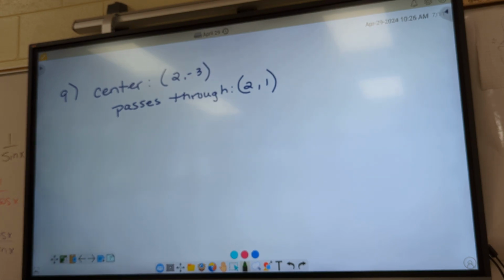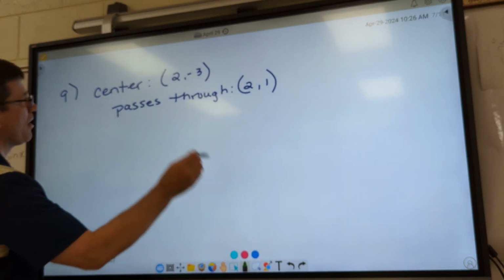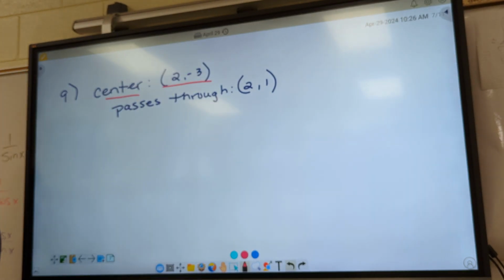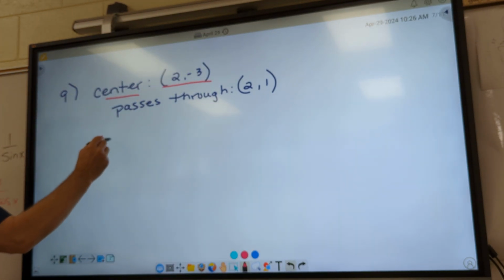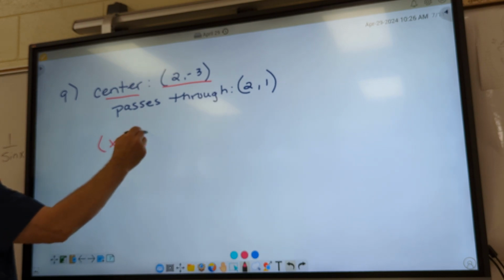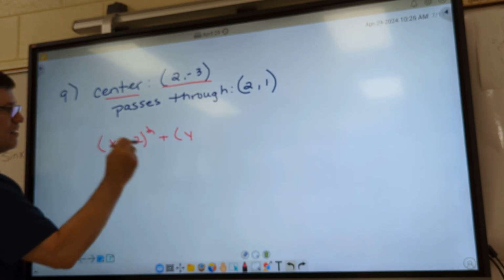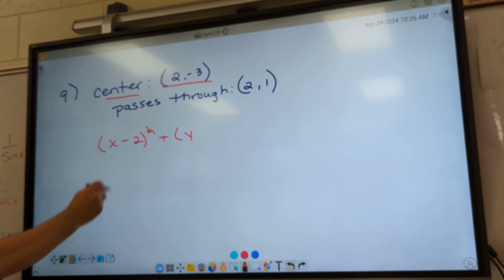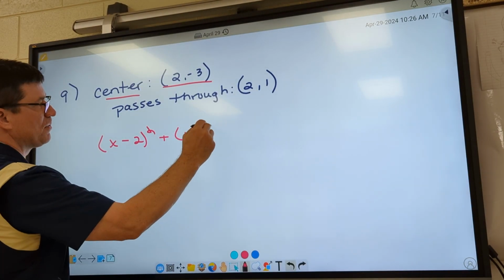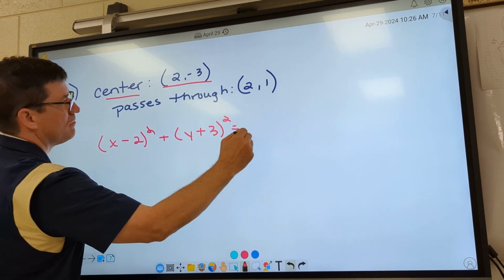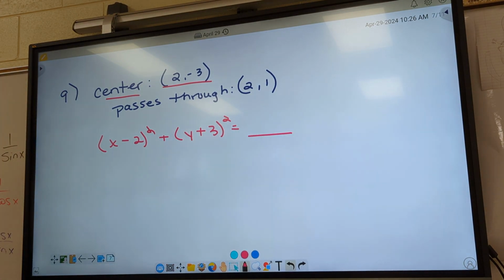Focus, Logan. If it gives you the center, you can start writing your answer. Because all you got to do is flip the sign. So that's x plus 2 squared, remember. And that's y. Sorry, I didn't flip my sign, did I? Let's try again. That's x minus 2 squared and y plus 3 squared. So if it gives you the center, you can start writing your answer.